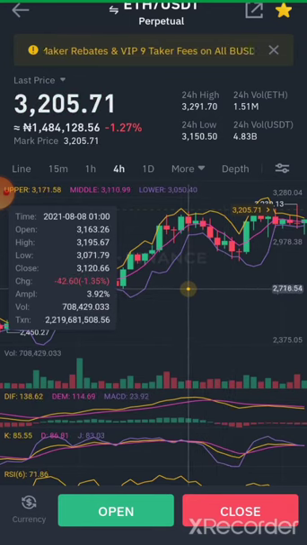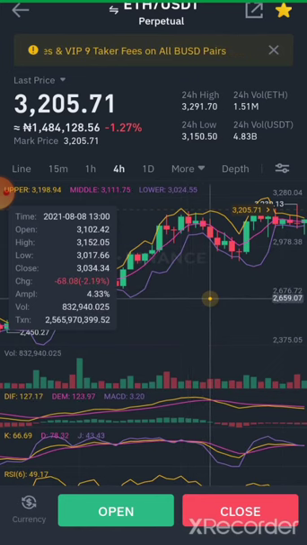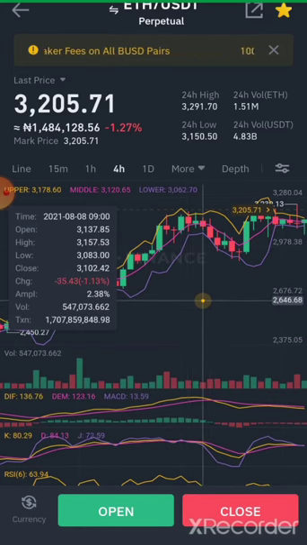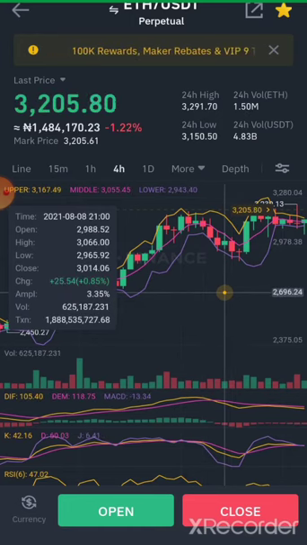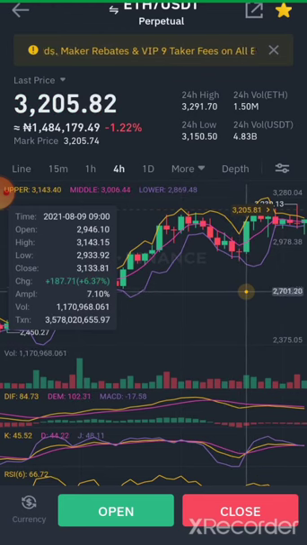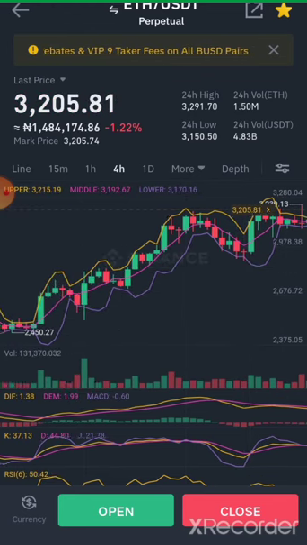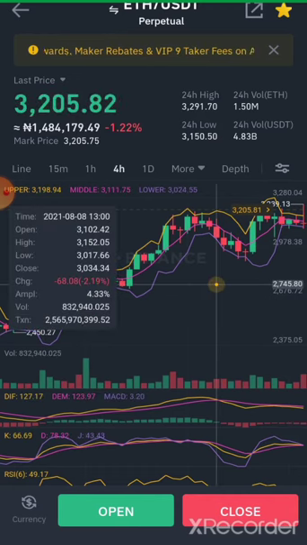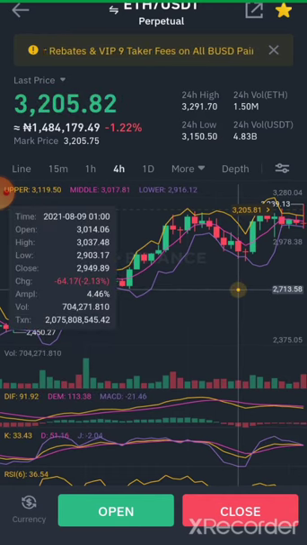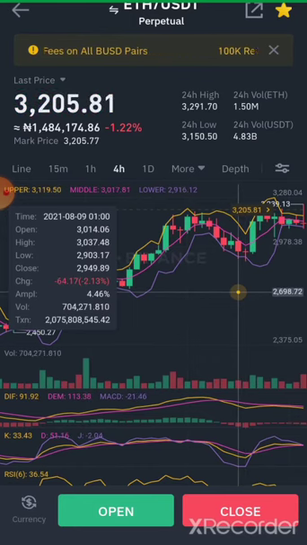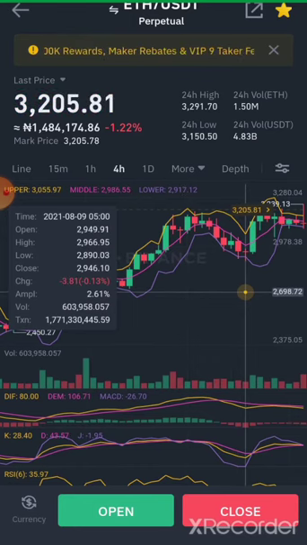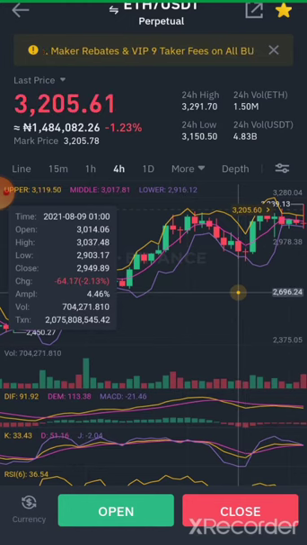As it came down, it crossed below the middle Bollinger Band and started touching the lower Bollinger Band. You can see it here, it touched the lower Bollinger Band several times. Then it went up again. When this happens, we are definitely saying that the market is in an oversold condition. So you should be looking to buy or long the market if you are trading with the Bollinger Band technique.